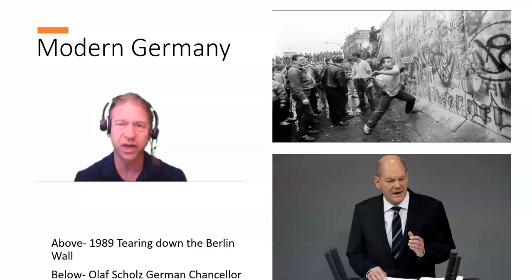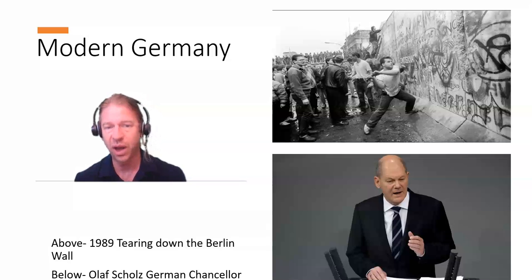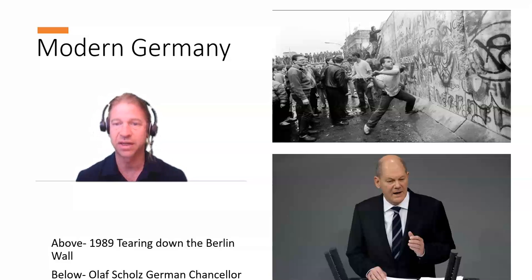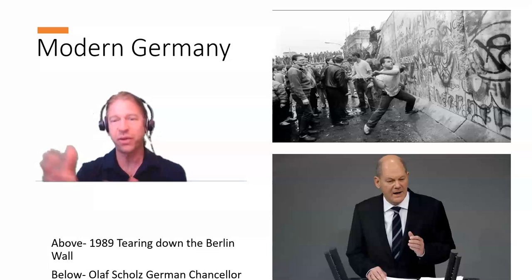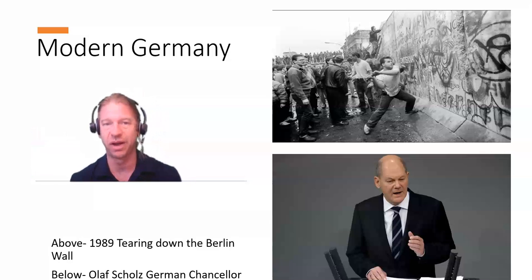The photos you see here, of course, on the top is an iconic picture of the tearing down of the Berlin Wall in 1989. And below, we see the German Chancellor Olaf Scholz, who just, of course, replaced Angela Merkel as German Chancellor. The factoid for this week is this. Both of these images are really landmark moments in modern German history.